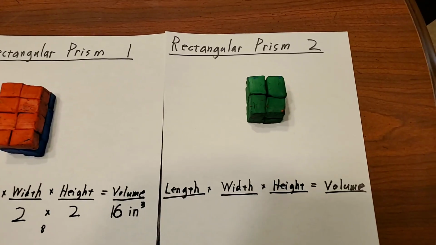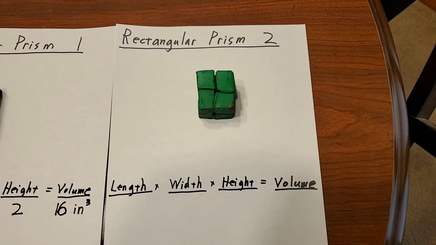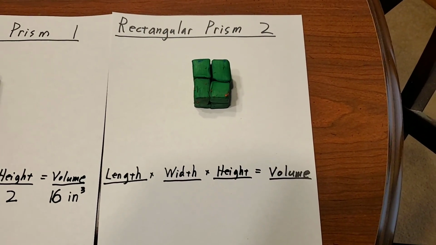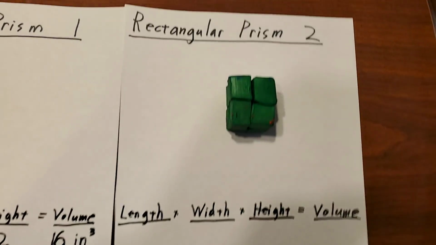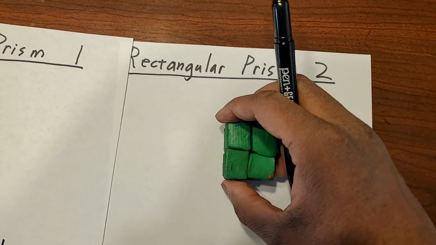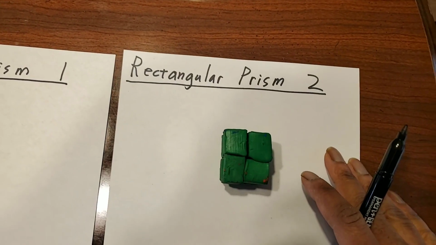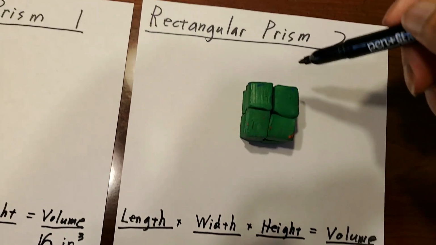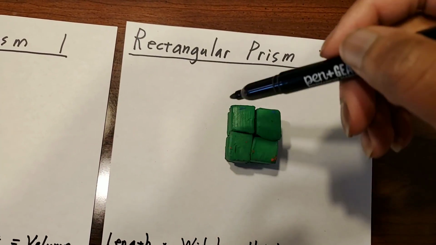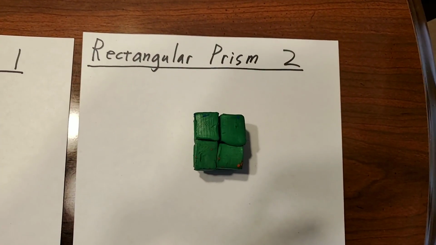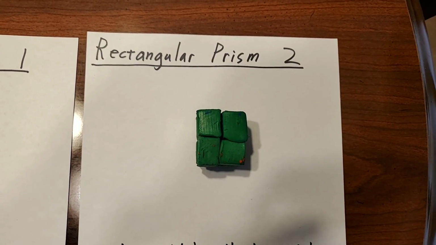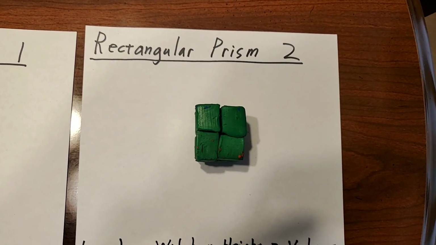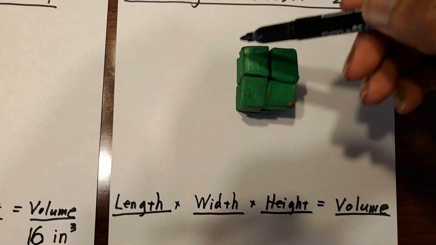Now let's go over to this rectangular prism number 2. What is the length? If you look here on the top, they're about the same on both sides, about the same size. So I would have to say it does not matter what side we measure as the length or the width. So we'll just go ahead.